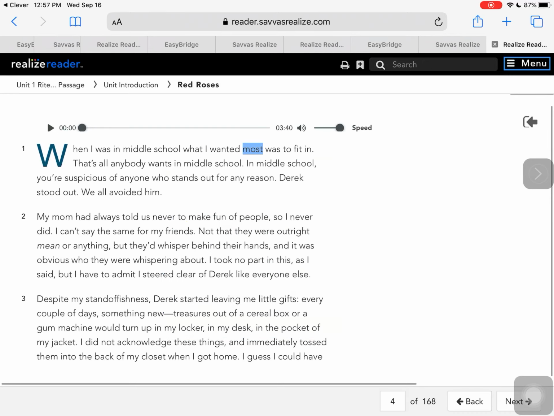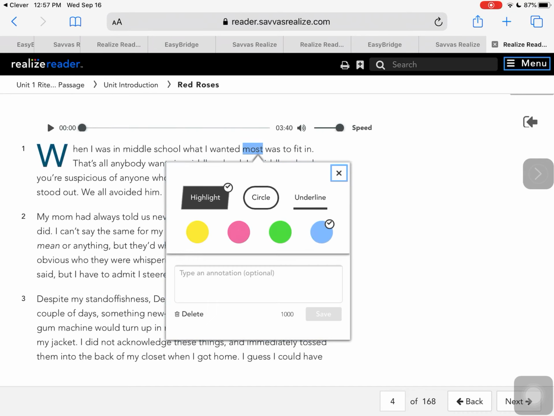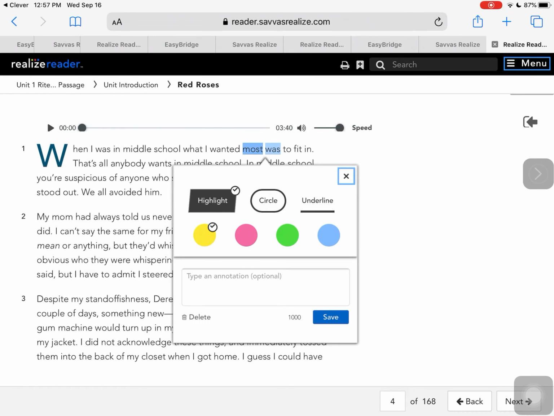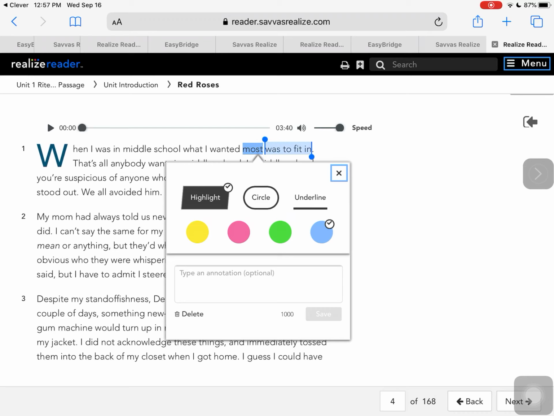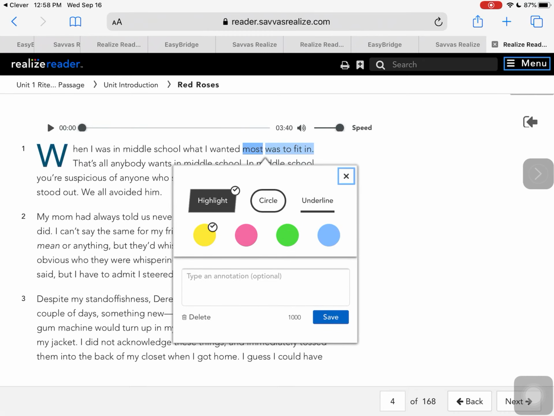And let's see, highlight. Oops. All right, so I think I did this. Let me try highlighting more. Okay. So it can be kind of tough to get it to highlight. You can use these little blue bars. You can also use your finger.